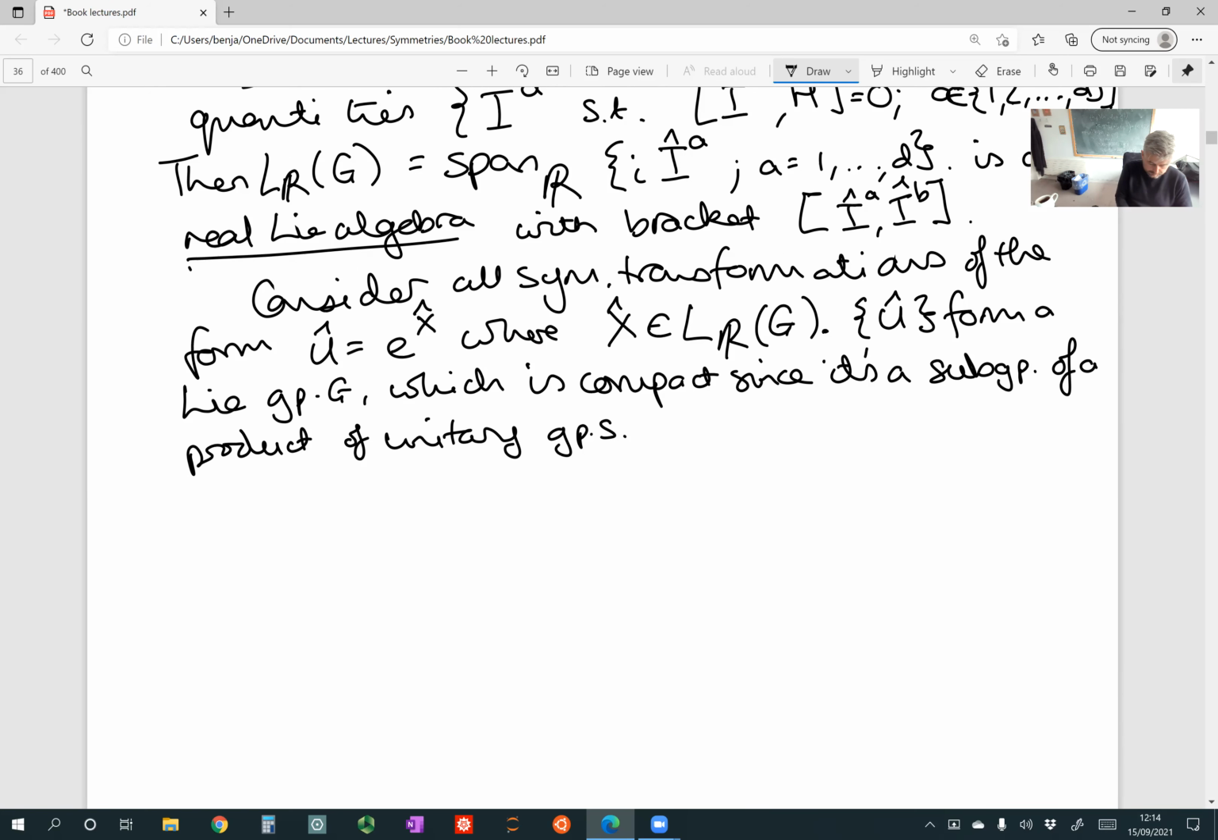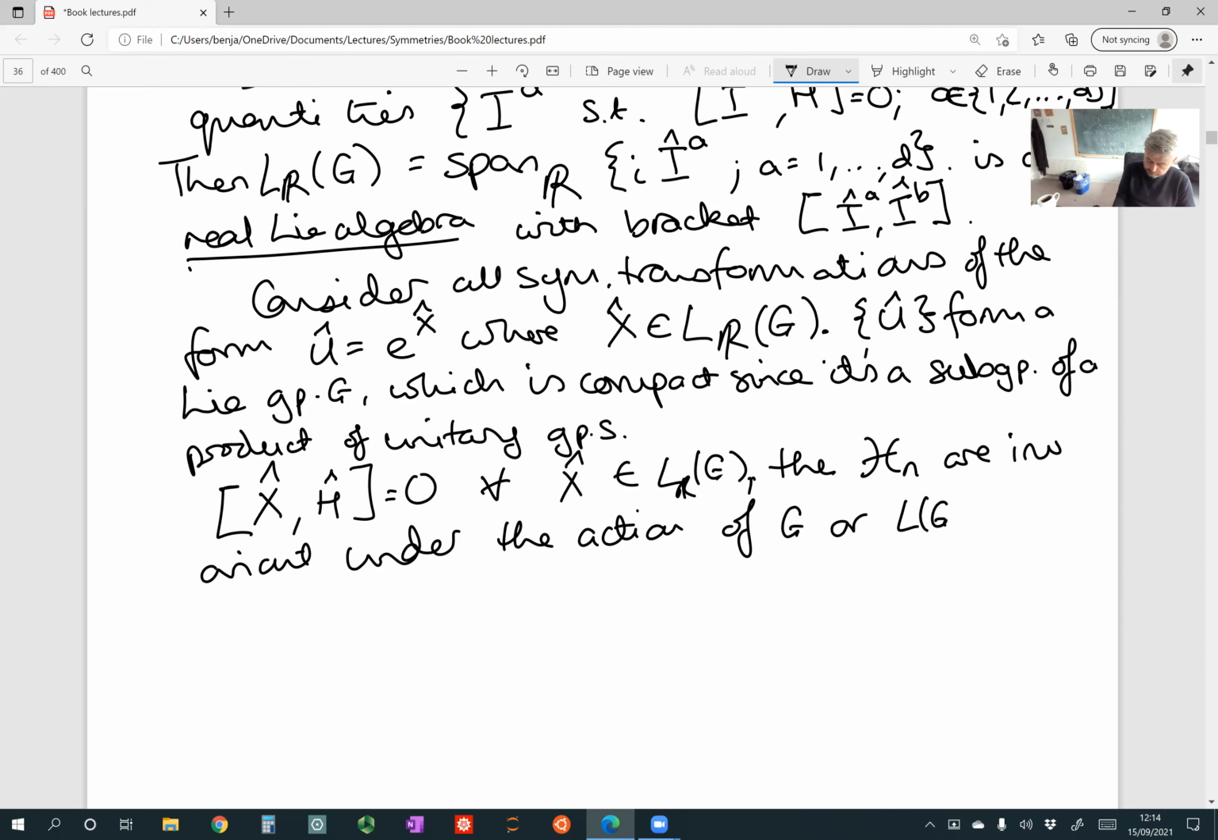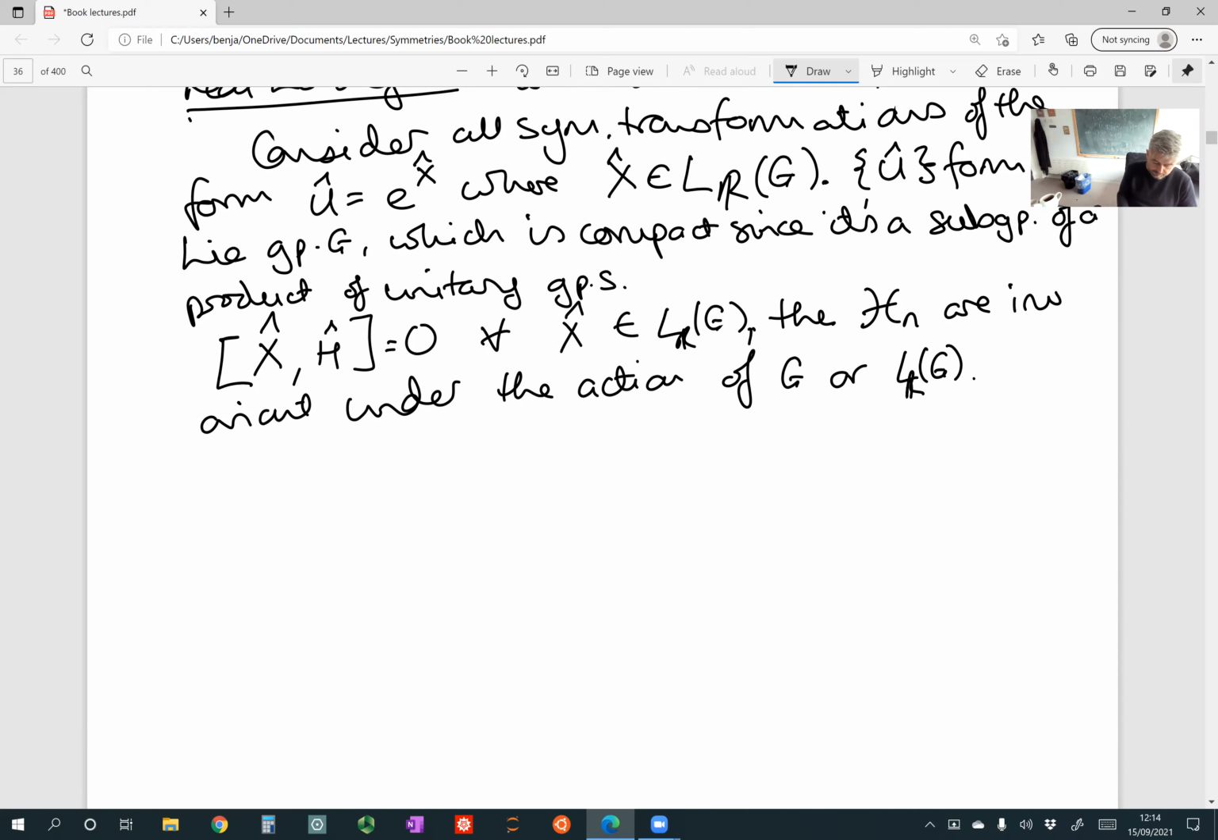Okay, so x hat commutes with the Hamiltonian for all x hat in the Lie algebra. And the H_n, the individual Hilbert spaces, are invariant under the action of G, or under the action of the Lie algebra. So each H_n carries a representation of the group, each Hilbert space.